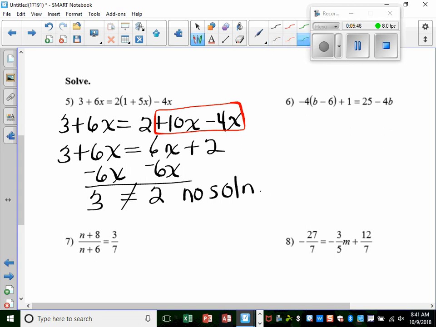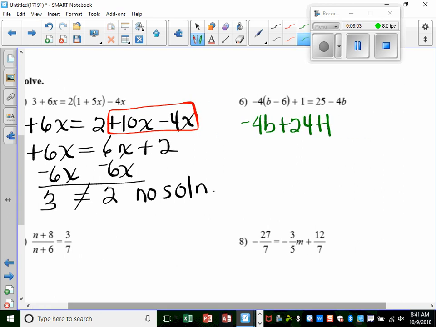All right, let's do number 6. The answer to number 6 should be all reals. Did anybody get all reals for number 6? All right, so let's test this out. So this is going to give me negative 4b plus 24 plus 1 equals 25 minus 4b. Do you see anything on the left I can combine together? Yes. All right, so I can combine the constants right here, 24 plus 1. What is 24 plus 1? 25.